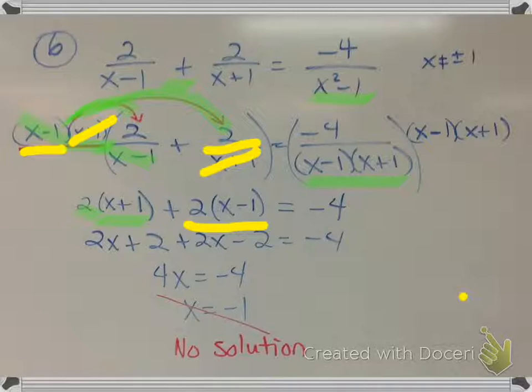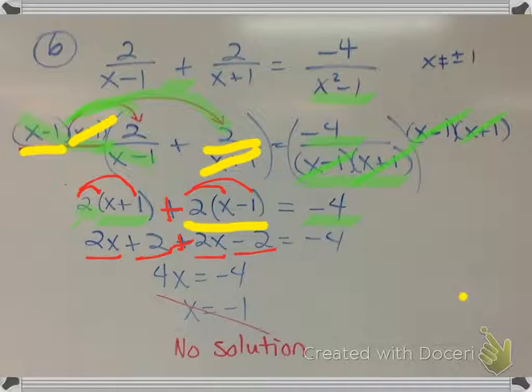And on the other side of my equation, when I multiply, the x minus 1 divides out, and so does the x plus 1. I'm just left with the negative 4. Then I distribute 2 times x and 2 times 1 plus 2 times x and 2 times negative 1.